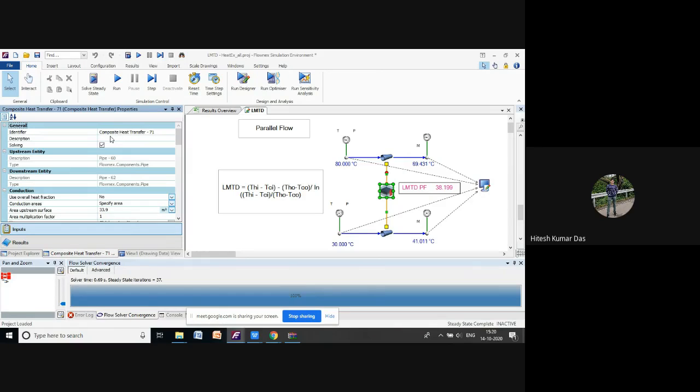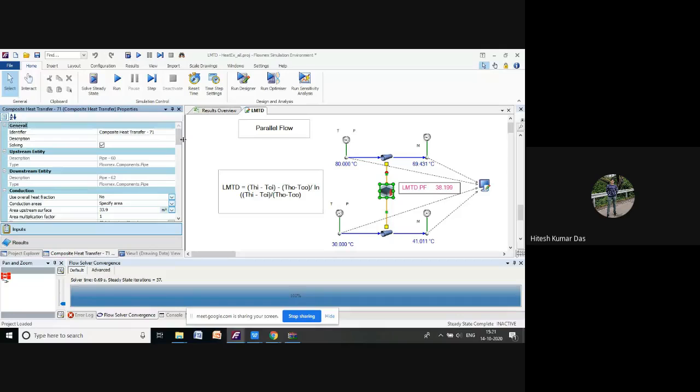This composite heat transfer we are using to show both conduction as well as convection, upstream as well as downstream. As heat transfer is happening from the hot side to the cold side, first, for heating the pipe surface, convection will happen. For the metal present in the pipe, conduction will happen. Then for the flow happening inside the pipe, that heat transfer is again convection. The same thing we have clearly assigned here.